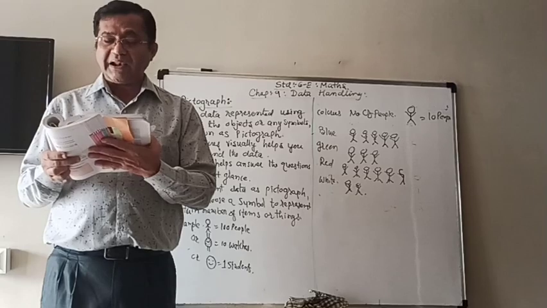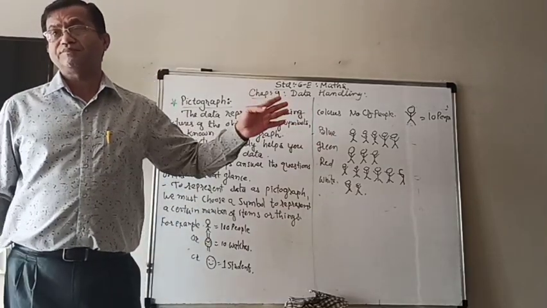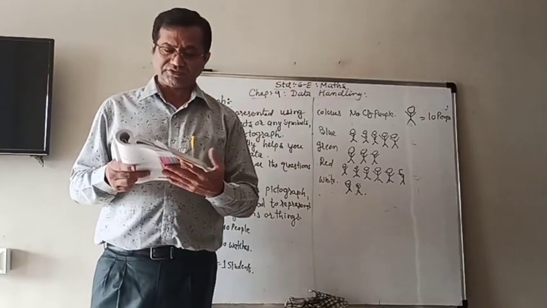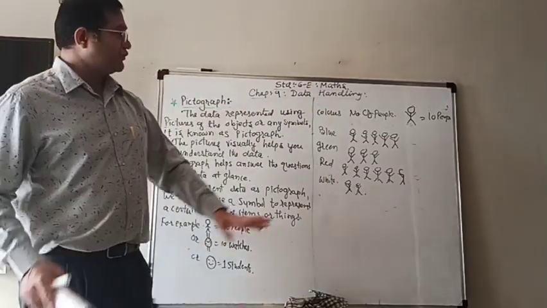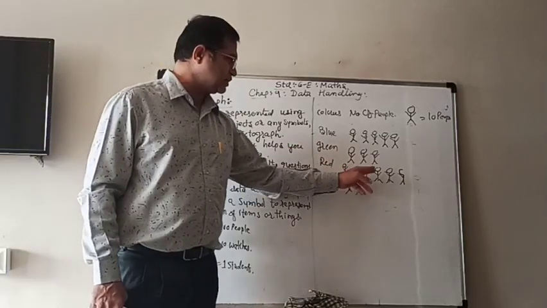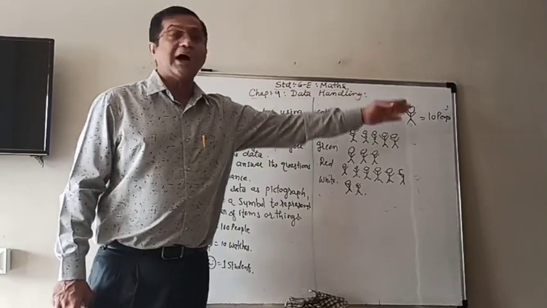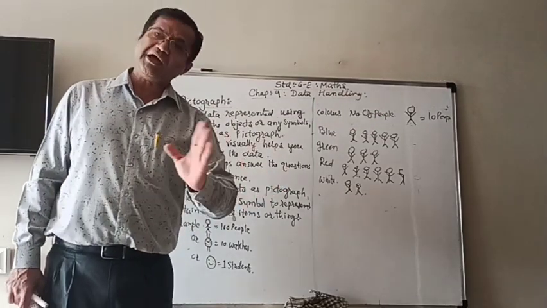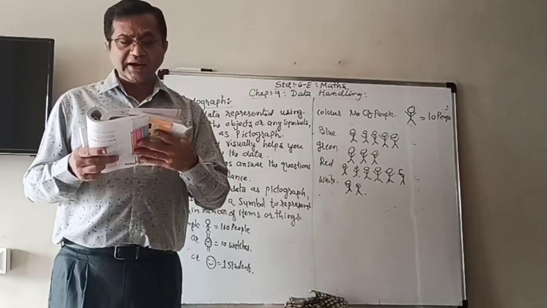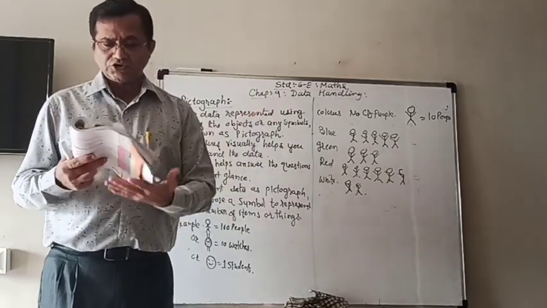Second question. How many people liked red color? Now you can see that in red there are 5 full symbols, but 1 is a half symbol. So 5 full symbols means 10, 20, 30, 40, 50. And 1 half means half of them. So half of 10 is 5. So 50 plus 5. So the red color is preferred by 55 people.